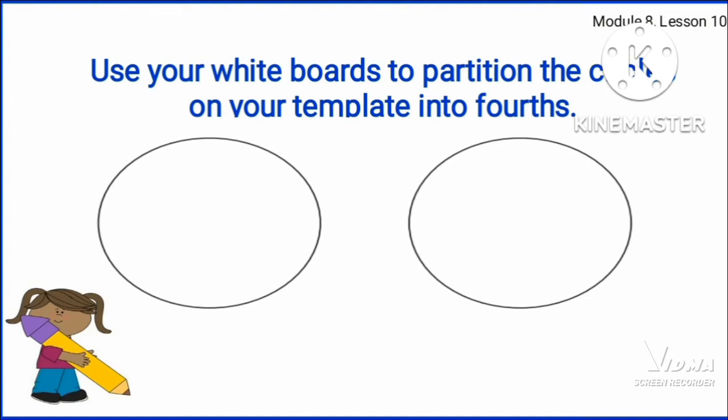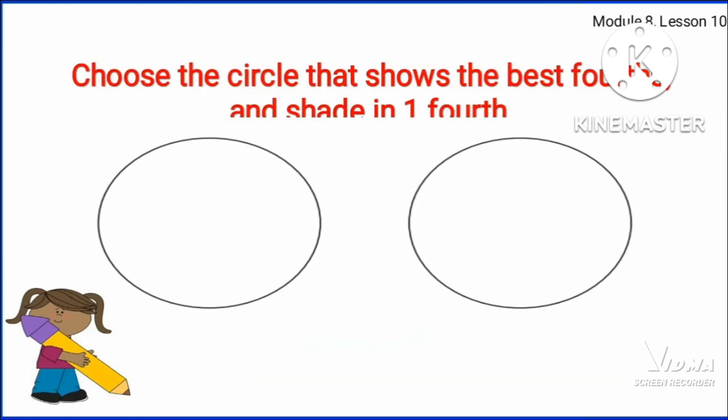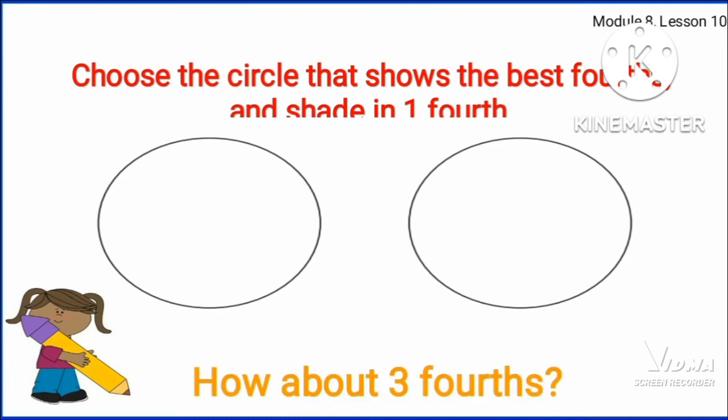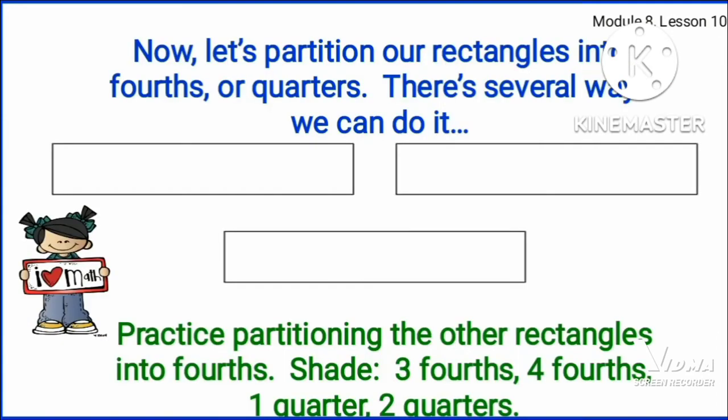Now use your whiteboards to partition the circles on your template into fourths. Choose a circle that shows the best fourths and shade in 1/4. Now shade in 2/4, shade in 3/4, and shade in 4/4. Let's do the same thing with the rectangle. Practice partitioning the other rectangles into fourths. Shade 1/4, 2/4, 3/4, 4/4.